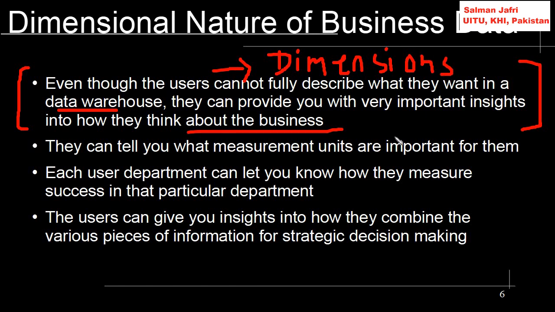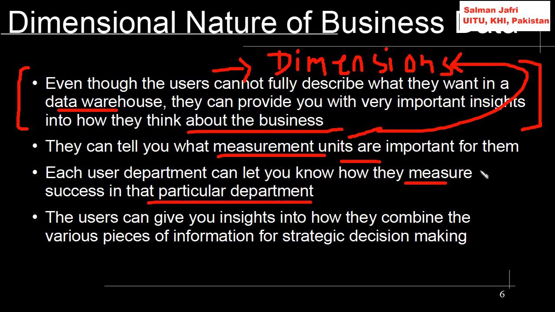So that is the important point. They can tell you what information units are important for them, and these information units are basically called the dimensions, measurement units. So each user's department can let you know how they measure success in that particular department. They have certain parameters, certain markers for measuring success in whatever they are doing.